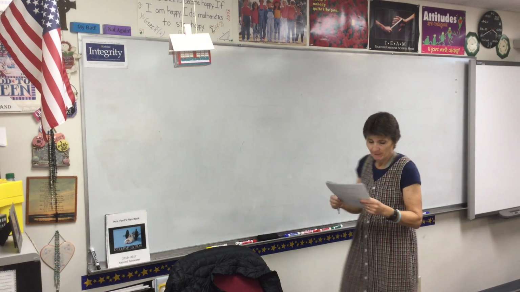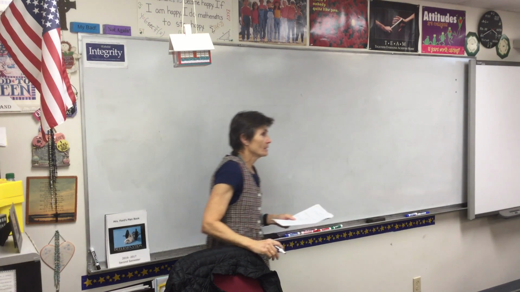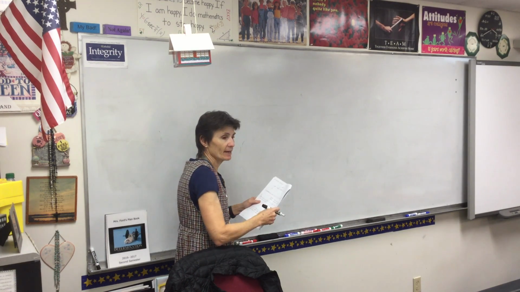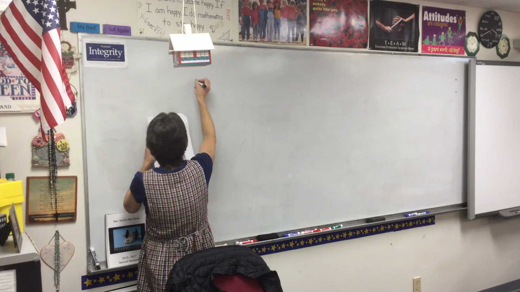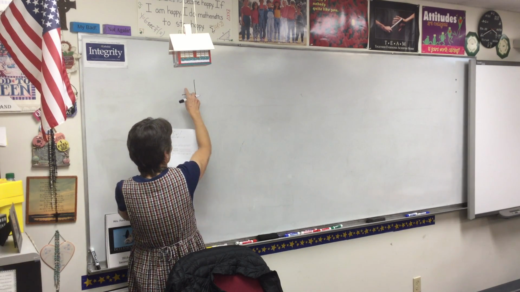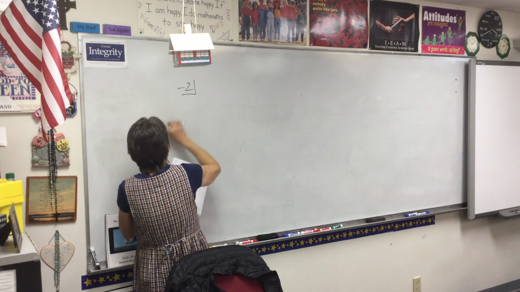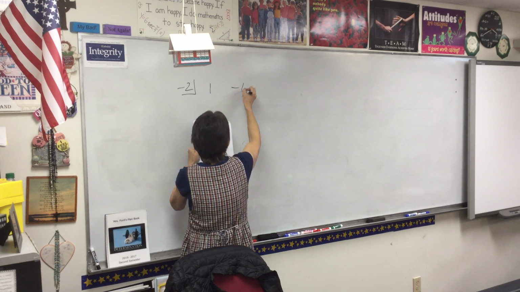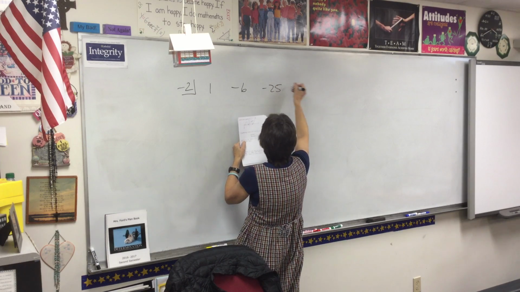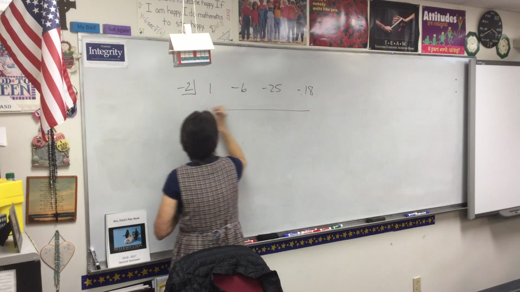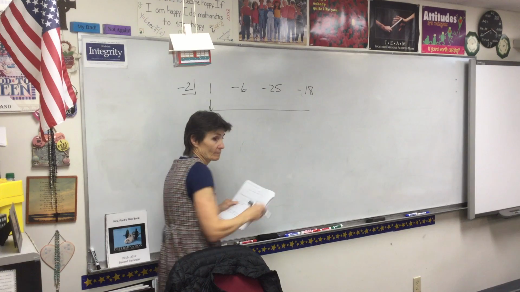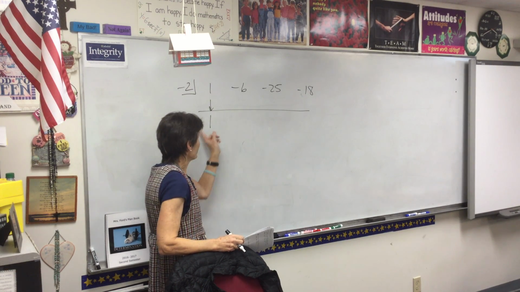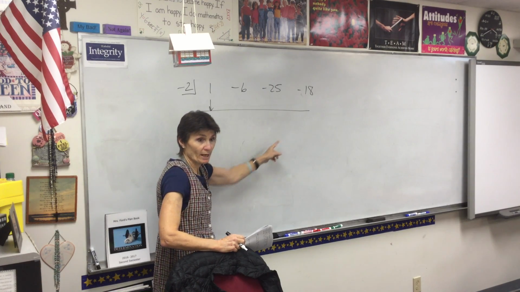Any ideas how we might start this problem? It's really easy. Synthetically divide, that's exactly right. So out here in the box, I'm going to put a what? -2, very good. And then across the top will be 1, -6, -25, -18. And that will be a 0 on the end. I will get a 0, but it'll be this part that I'll want to check out.